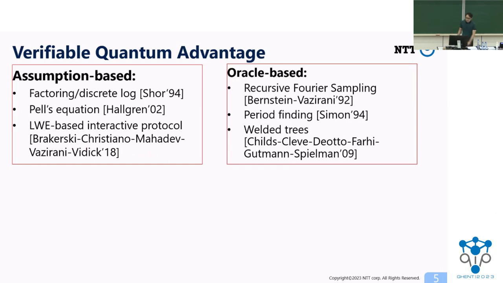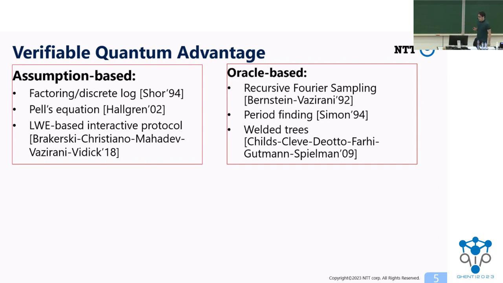And let's see the examples of verifiable quantum advantage in these approaches. So for the assumption-based setting, as I already mentioned, Shor's algorithm gives a verifiable quantum advantage. And another example is the Pell's equation problem by Hallgren.